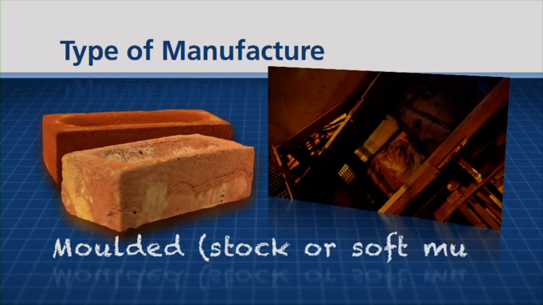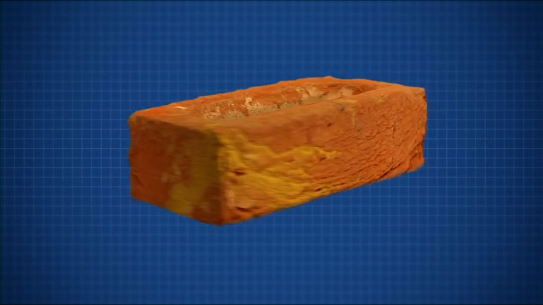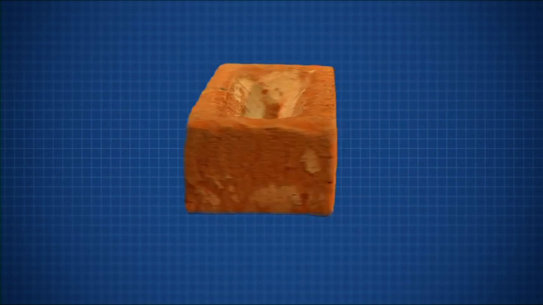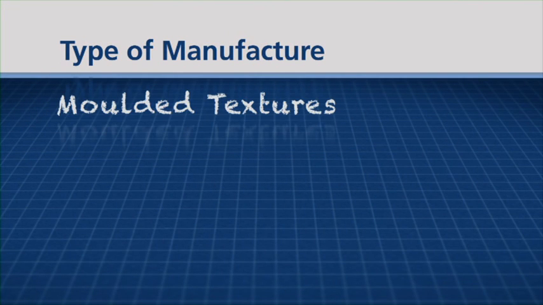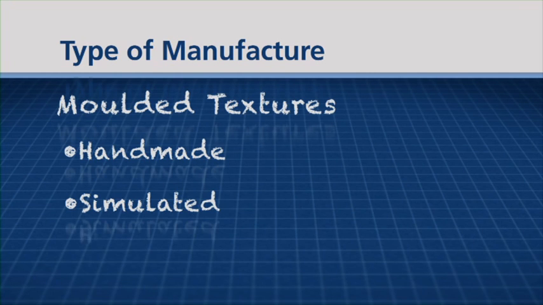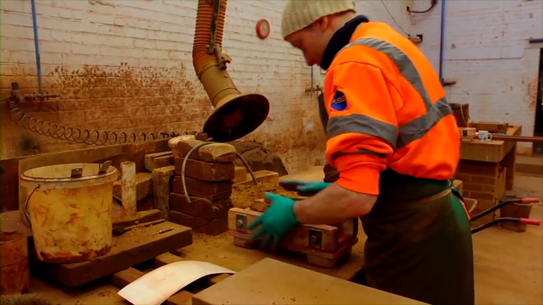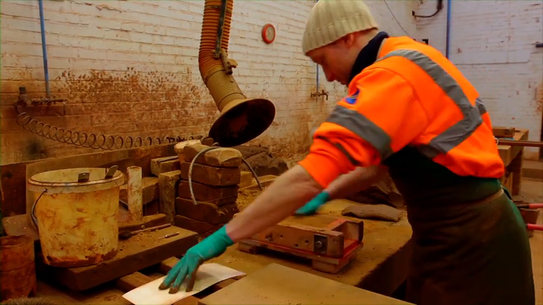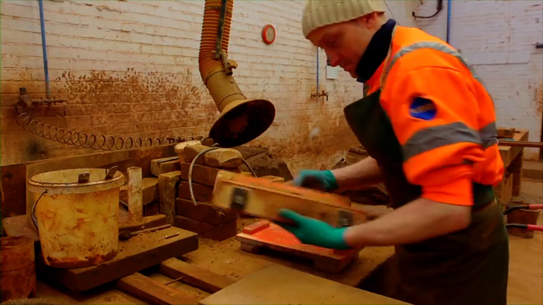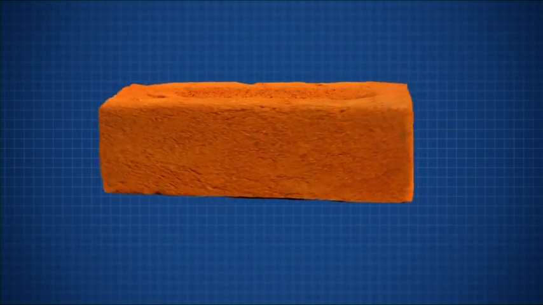Moulded, also known as stock or soft mud. These bricks are quite different in appearance to extruded bricks, having a softer face and more rugged arises. There are 4 generic textures with moulded bricks: handmade, simulated handmade, machine moulded or waterstruck. Traditionally, bricks were hand-thrown, with the brickmaker having to throw clay into individual moulds. Using sand to prevent the formed brick from sticking to the mould, these bricks are generally identifiable by a creased texture.